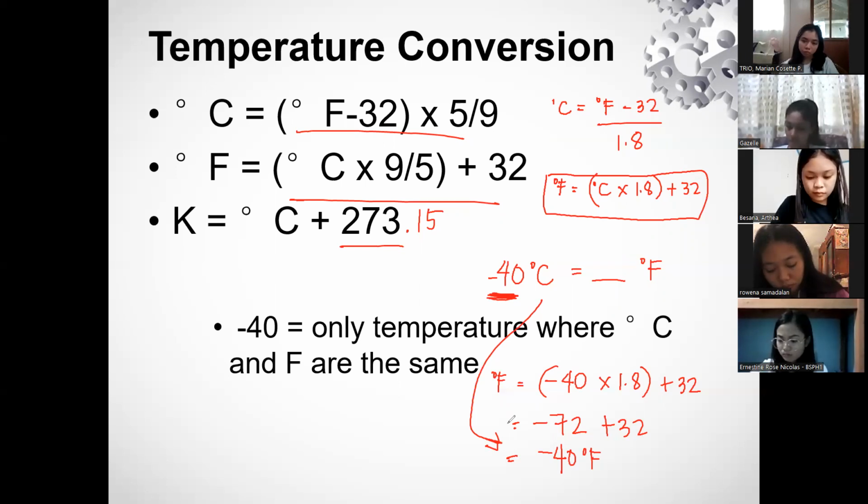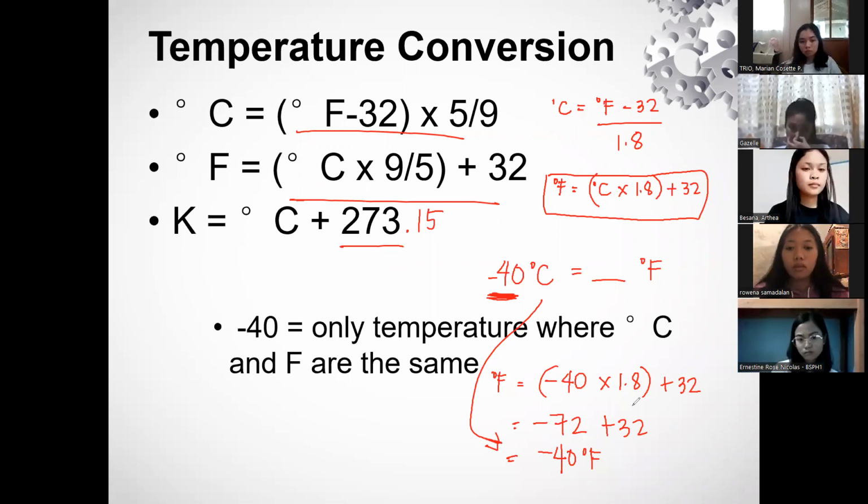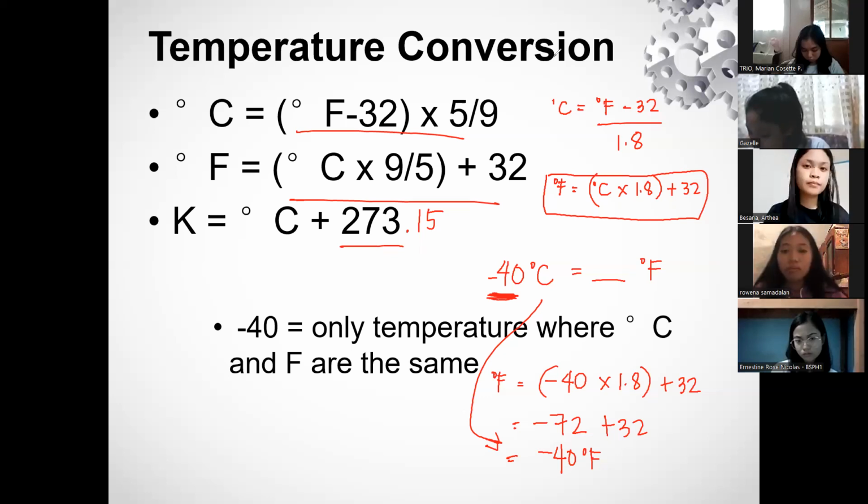This one is just a trivia. And this is how you're going to do the computation. Questions? Or you want to clarify something about the computation? Okay, sige. Can I delete the writings on the screen now? Okay. Sige.